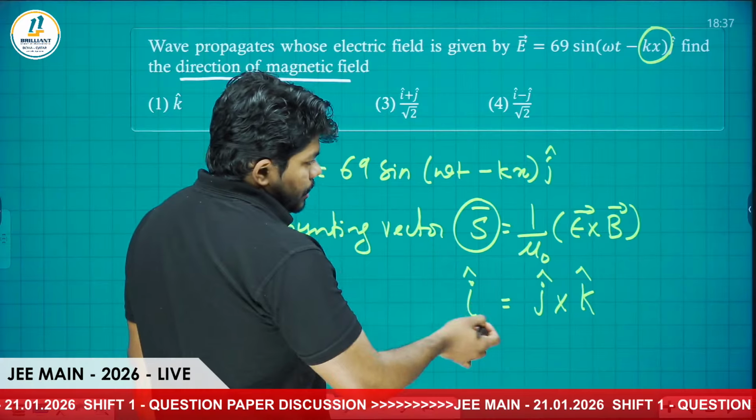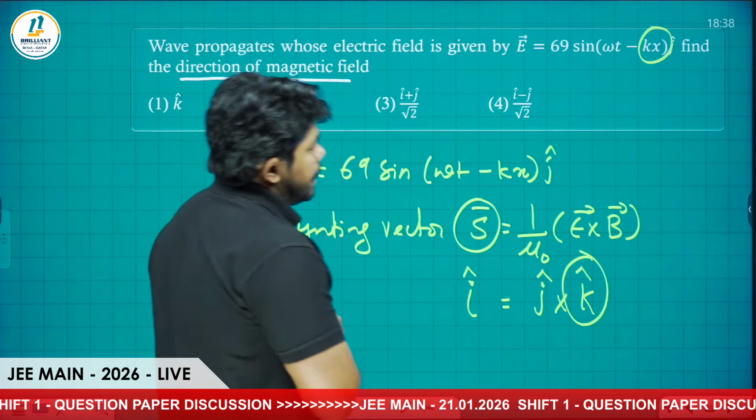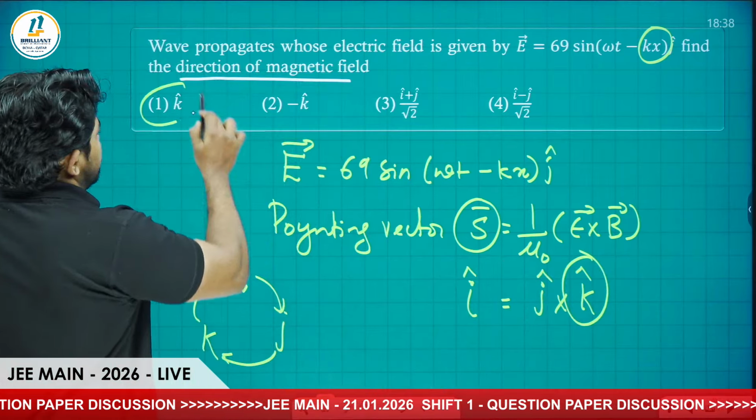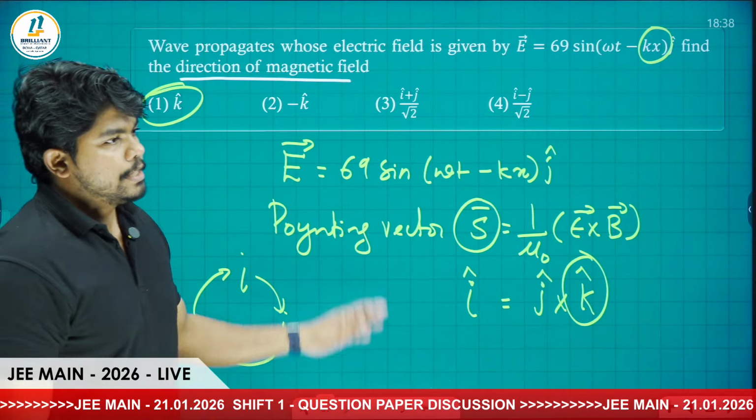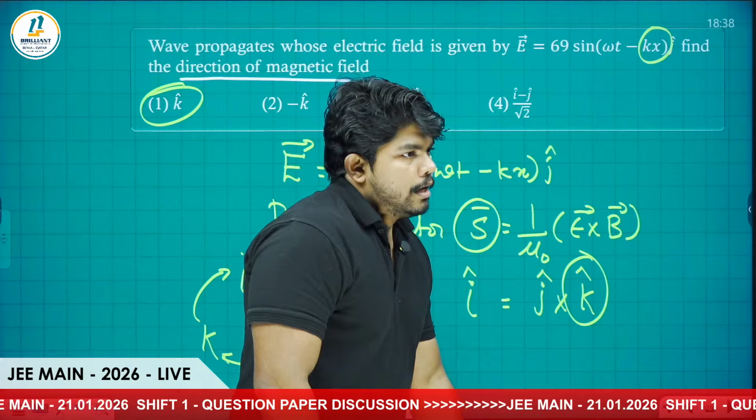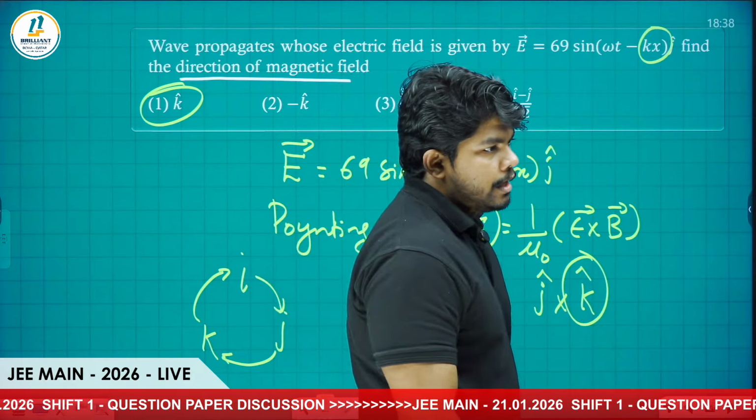Okay, so what is the direction of the magnetic field then? The direction of the magnetic field is nothing but k. This is the value we are getting.